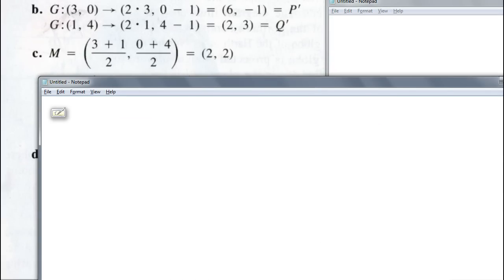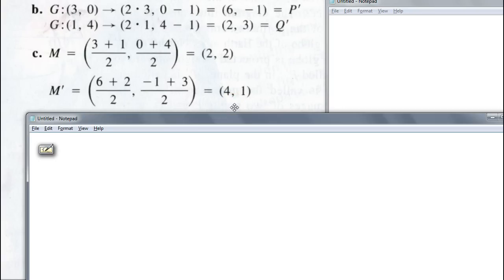What about M prime? What's the midpoint of P prime, Q prime? How about Yechan? 4, 1. 4, 1, right? Because remember, you add 6 plus 2 divided by 2, and negative 1 plus 3 divided by 2, don't you get 4, 1? Yes. Now, that's not all they were asking you to do. If you read the question carefully, they want you to decide whether the mapping, this G, maps M to M prime. What does that mean?